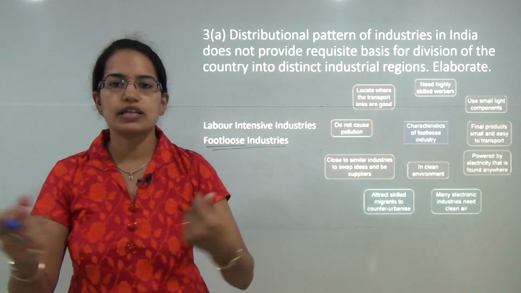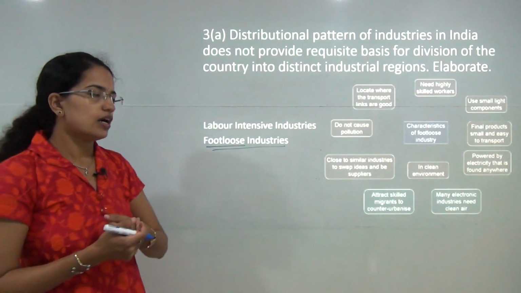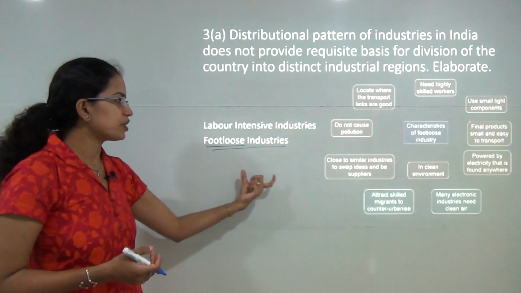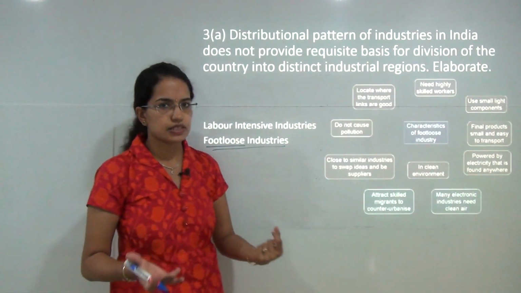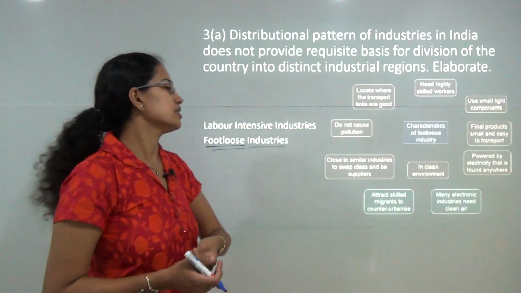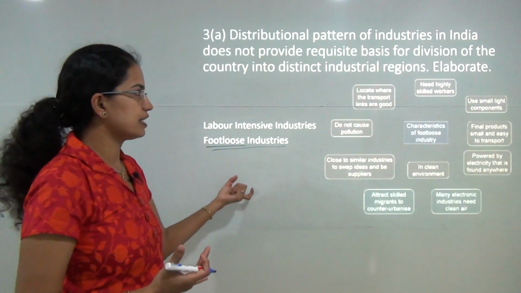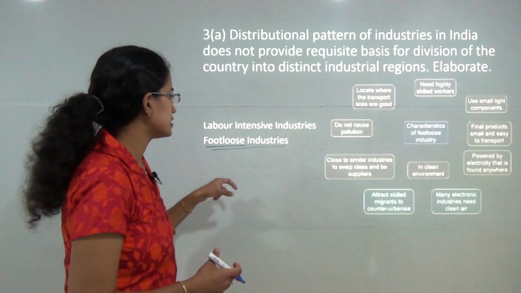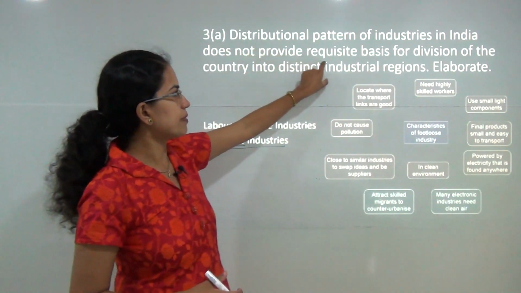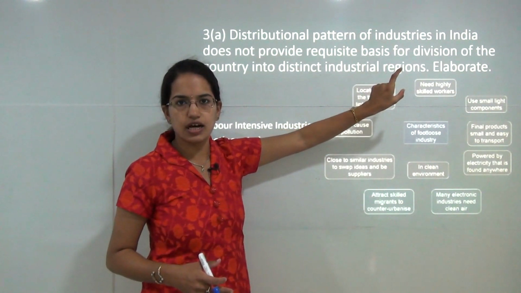Based on these you can apply Weber's theory or the industrial location theories. The idea for a footloose industry is that it could be established anywhere, irrespective of the raw material and the finished products. That could be one of the governing factors for other industries. As a result, footloose industries do not form a basis for distinct industrial regions.